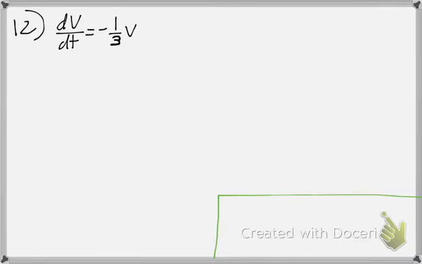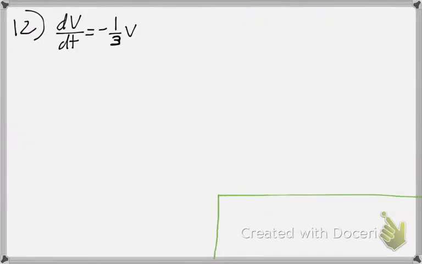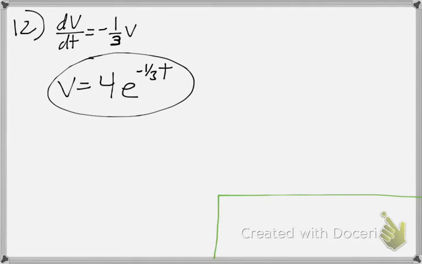So I'm going to write it in the alternate way, so just leaving the e in it. So it's going to be v is equal to 4 because that's my initial value, and then e to the negative 1/3 t. And that'll be my function.